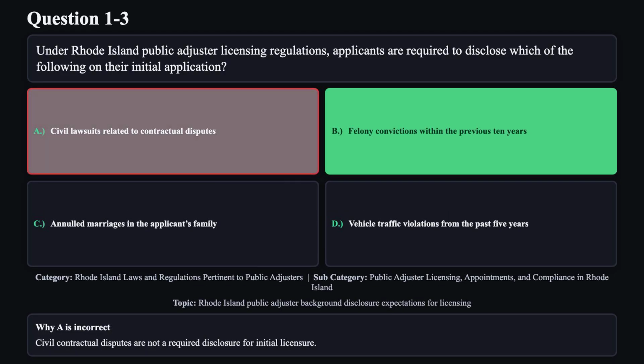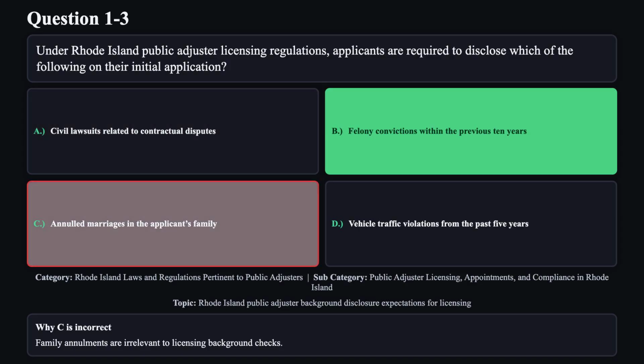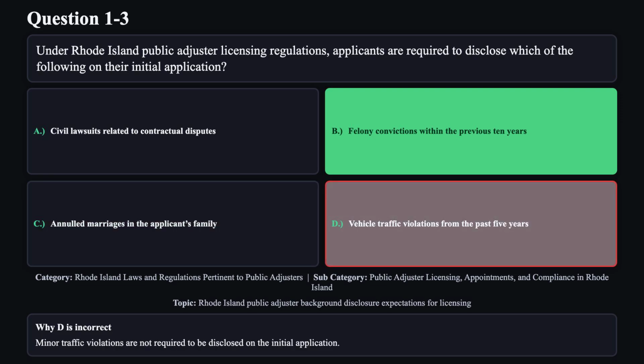Reason A is not correct. Civil contractual disputes are not a required disclosure for initial licensure. Reason C is not correct. Family annulments are irrelevant to licensing background checks. Reason D is not correct. Minor traffic violations are not required to be disclosed on the initial application.